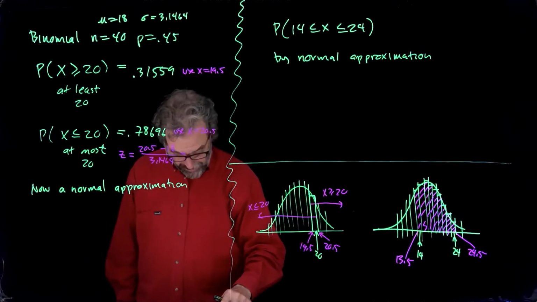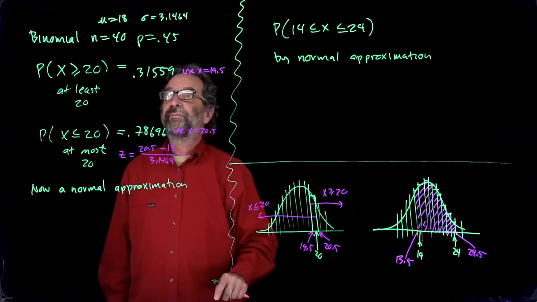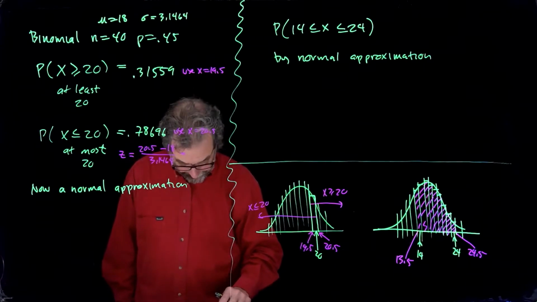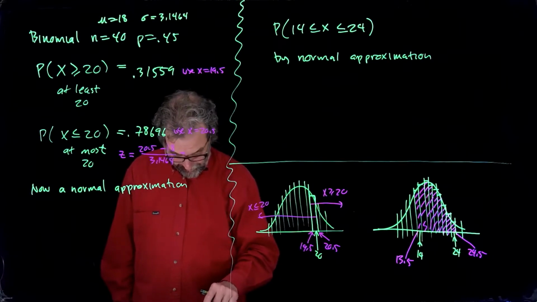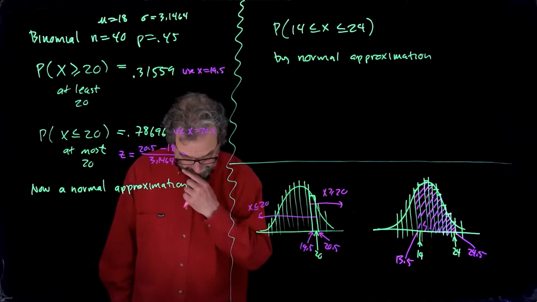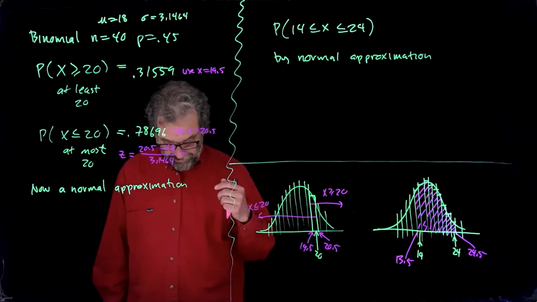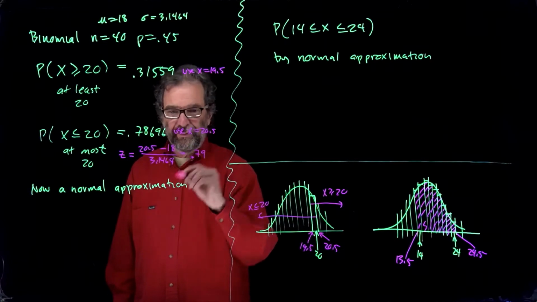So that would be 20.5 minus 18, divided by 3.1464. That's 0.794, and we round it to 0.79.